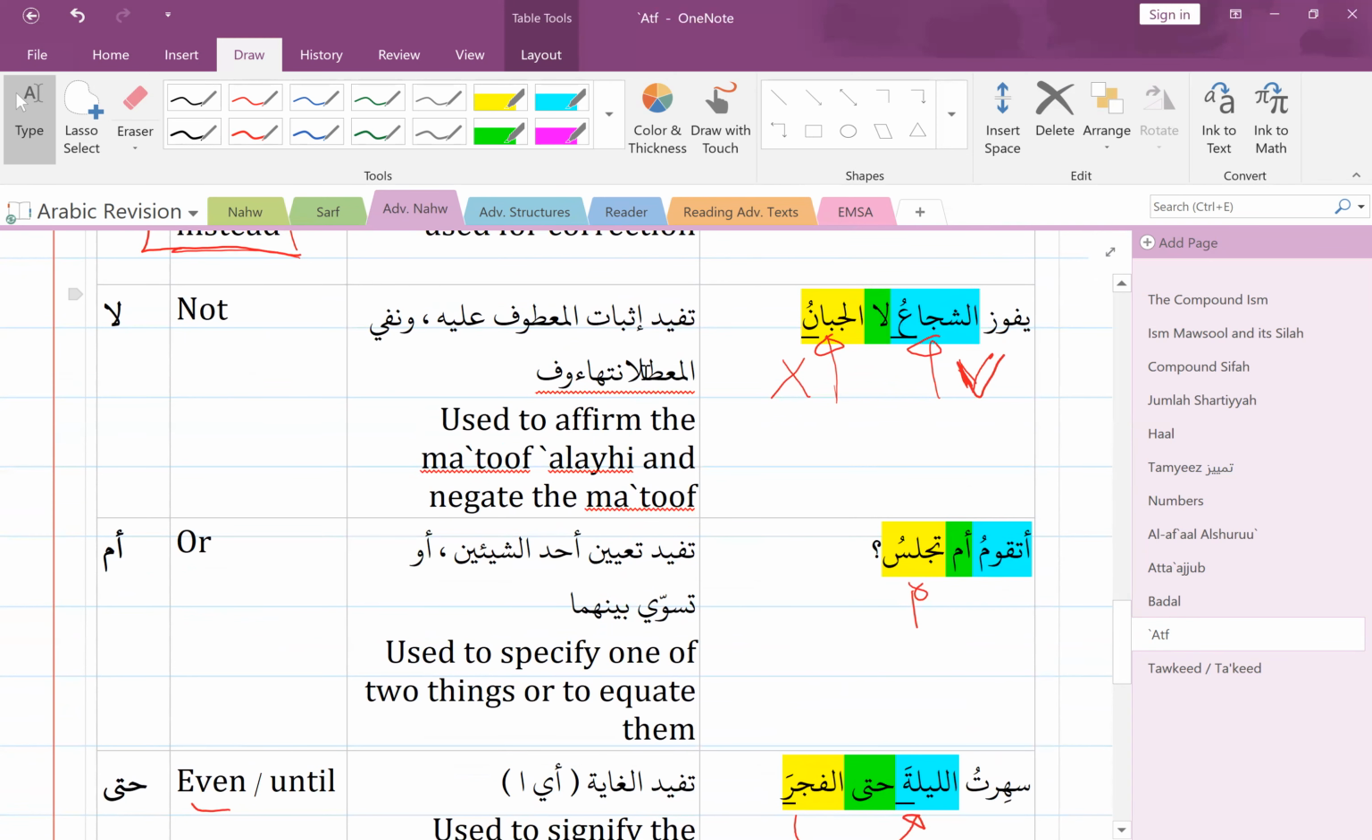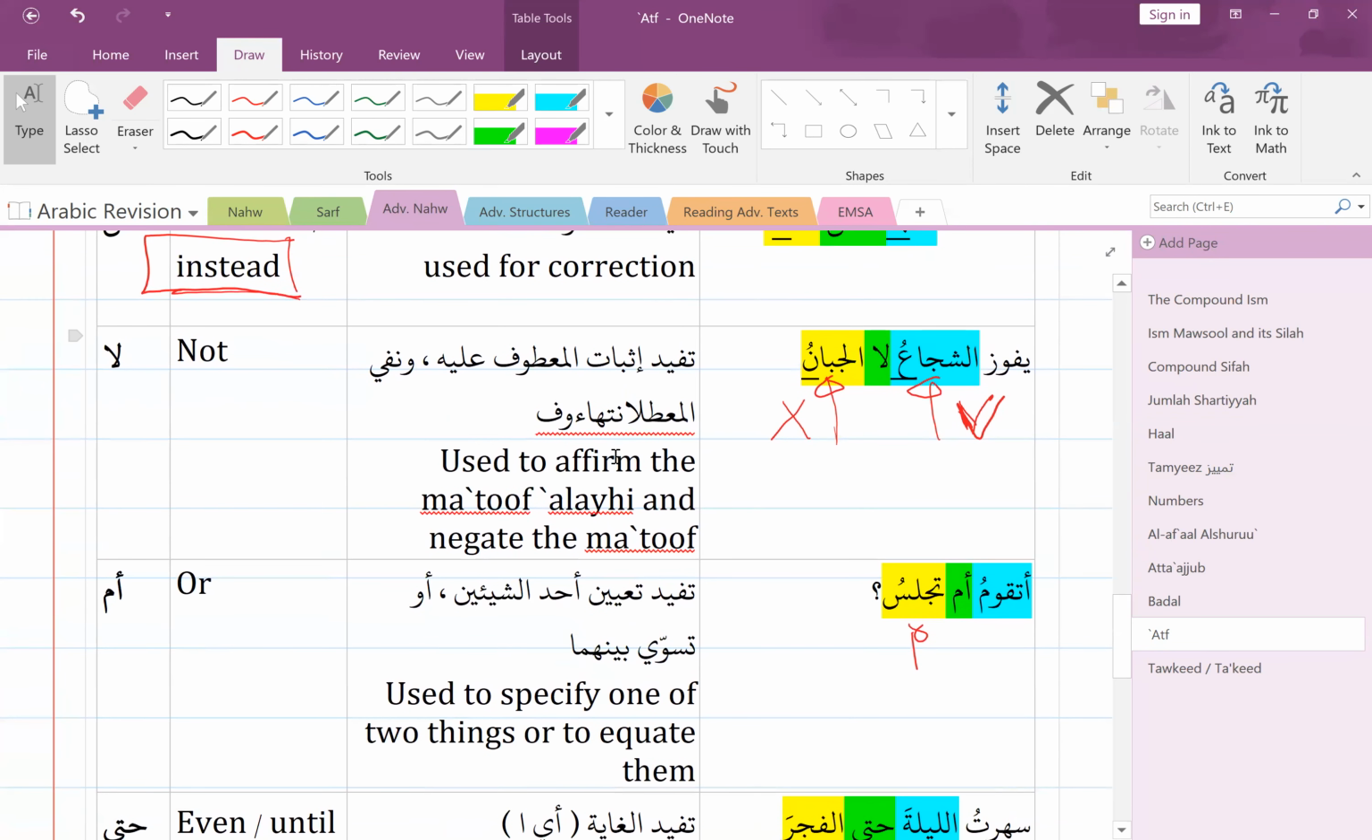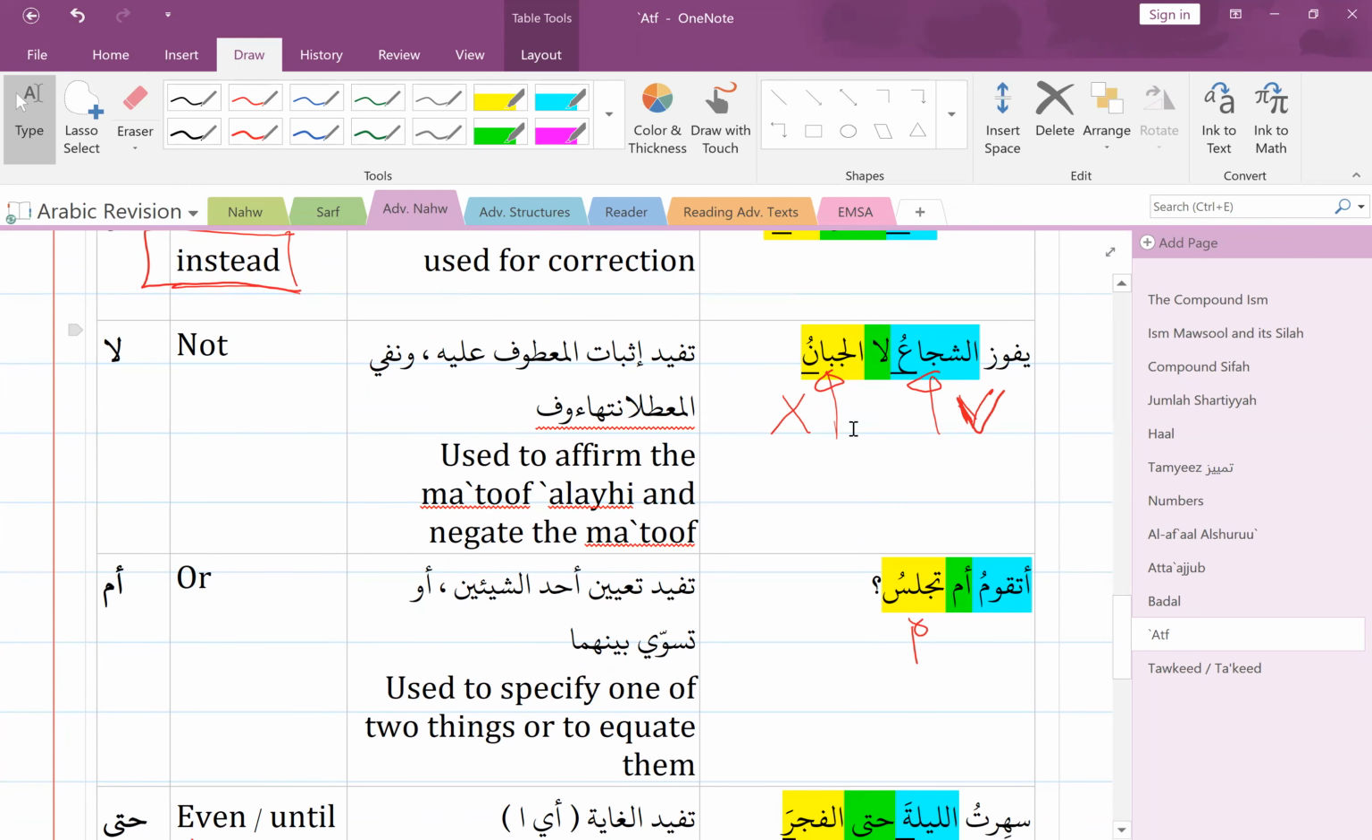In framing the i'rab, do we have to say matuf alayh and matuf, and the whole will become a part of that? Like ashuja'u lal jubanu. So these two will become the fa'il for yafuzu. So we need to say matuf alayh and matuf. Yes. You will say the same thing. You say this is the ma'tuf alayh, this is harf ataf, and this is ma'tuf. So in all the jumlas, it will be the same. All are considered as atf and ma'tuf alayh, ma'tuf.